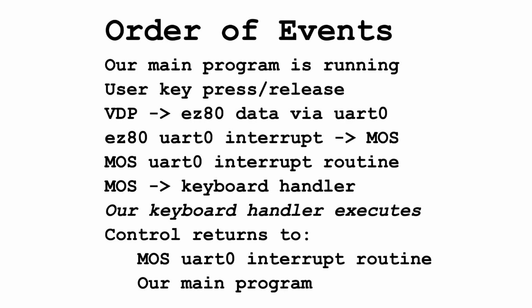If we take a look at what's happening, our main program is running. When somebody presses or releases a key, the VDP sends a chunk of data to the eZ80 via the UART. The eZ80 then sends an interrupt message into our MOS firmware. The MOS firmware has a UART interrupt routine. If it then finds that the packet of data sent to it is relating to keyboards, then it'll pass that on to our own keyboard handler.